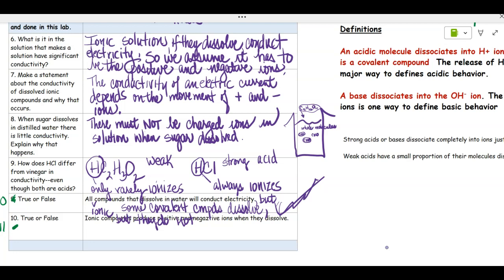But they do not conduct. The next one says ionic compounds produce positive and negative ions when they dissolve. True. Yes. The positive ions, remember, are called cations, and I drew my famous picture.